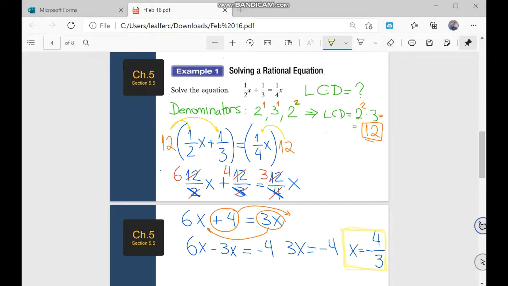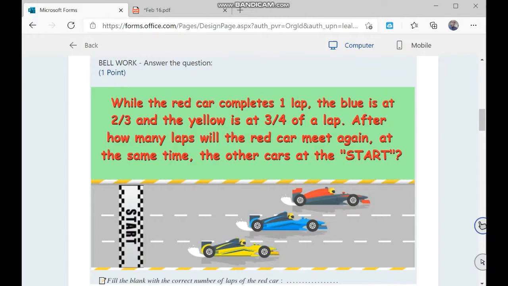Let's work on our quiz. But before, send me your messages with the answer to this bell work. What is the number of laps that the red car must complete to meet again with the blue and the yellow car at the same time on the starting line? So send me your messages.